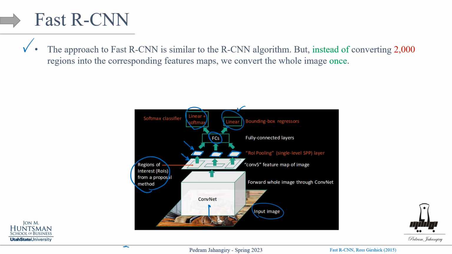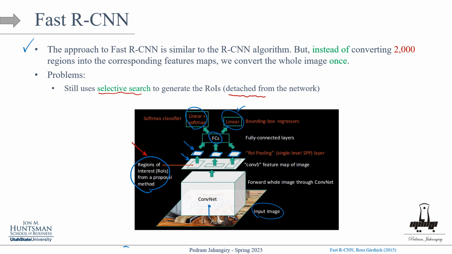So what are the problems then? The problem is that it still uses selective search. We didn't fix this part, the heuristic selective search, which was fixed. It is still using that selective search to generate the ROIs, and it is still detached from the network, right? So this thing is not learnable, it is not learning during the training process, and it is doing the job completely detached from the network. So the next alternative probably is a model that can incorporate that thing as well, and this is exactly what Faster RCNN is doing.